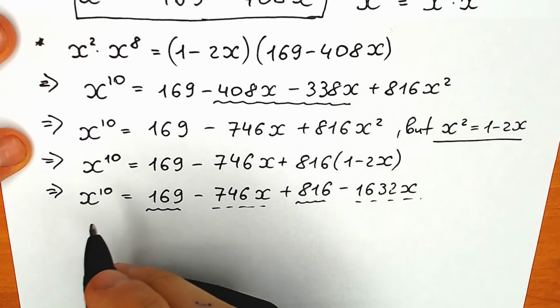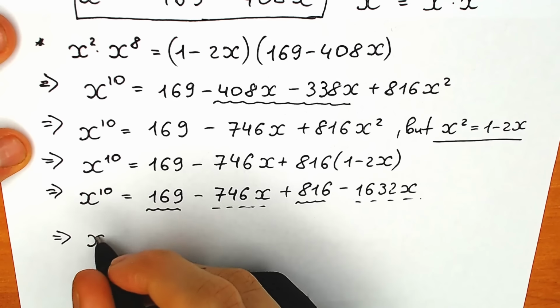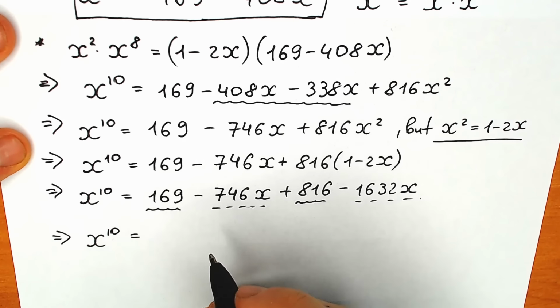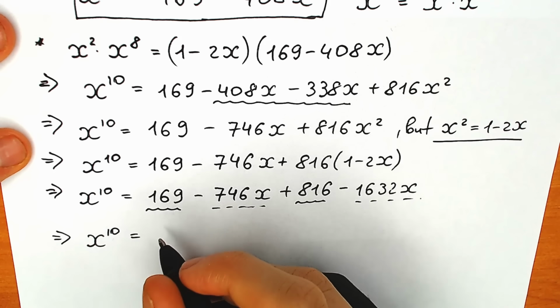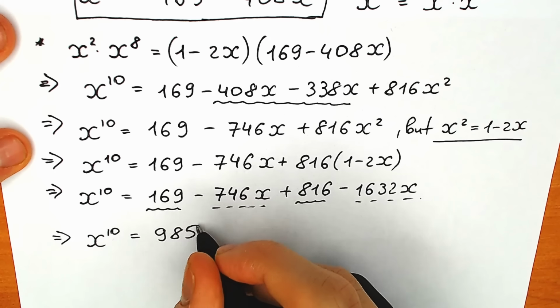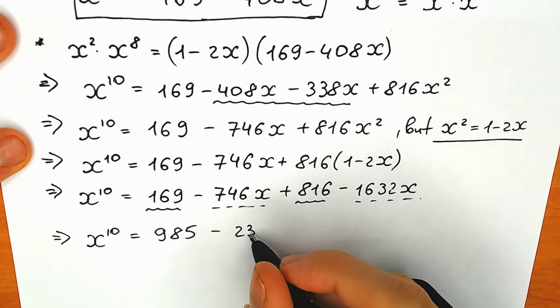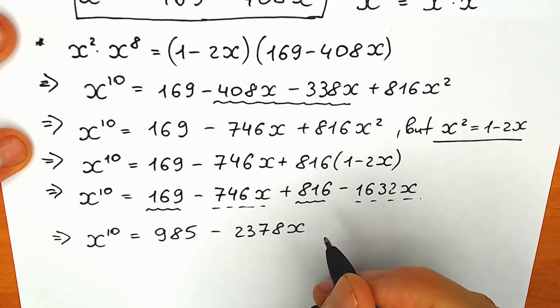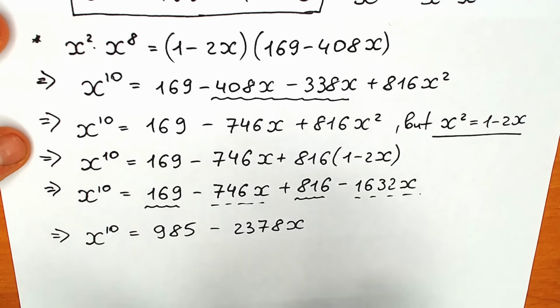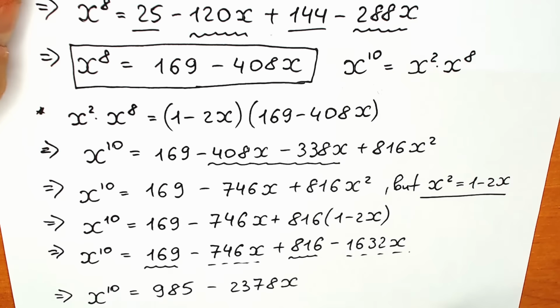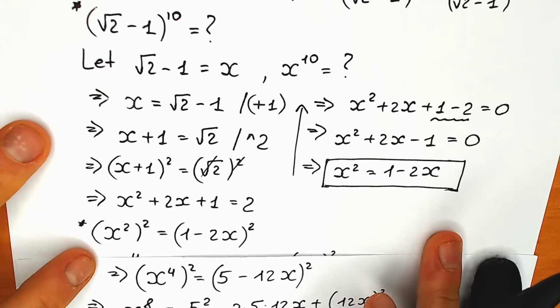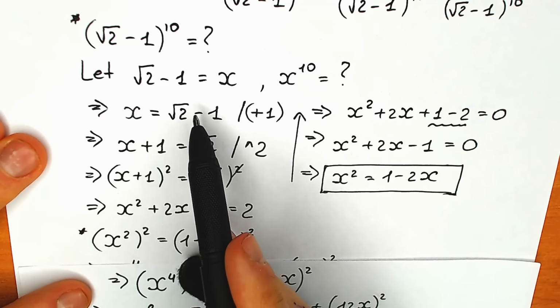So we can easily add our common things, our constants, and our variables. So as a result, x to the power 10 is equal to, when we add it, we have 985 minus, right here we have 2378 times x. And right now, the final moment, we have to go back to the beginning right here, because x equal to square root of 2 minus 1.